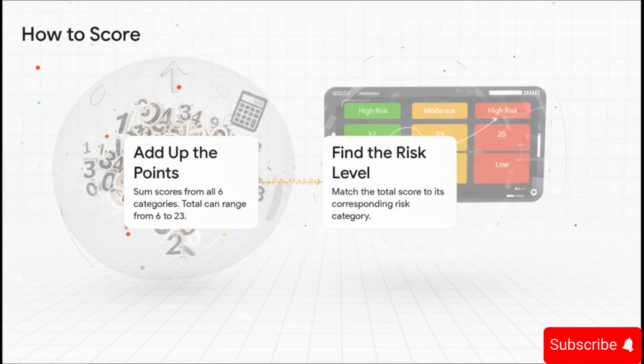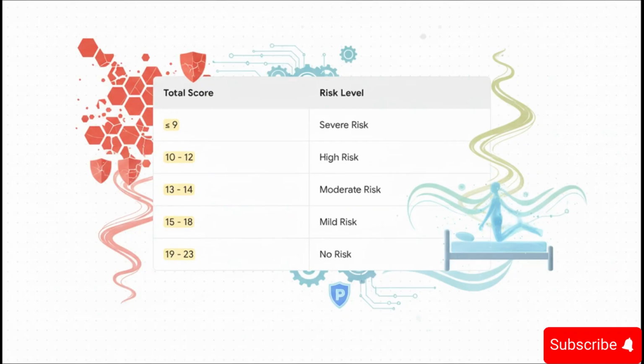Just 2 steps. First, you just add up all the points from the 6 categories. You'll end up with a number somewhere between 6 and 23. Second, you take that total score and you find where it lands on the risk chart. That's it. And this table is basically your decoder ring. It turns that one number into a clear clinical picture. You can see a score of 19 to 23 is great, no real risk. But as that score drops, 15 to 18 is mild risk, 13 to 14, moderate, 10 to 12 is high risk. And if you get a score of 9 or less, that's a major red flag. That patient is at severe risk.